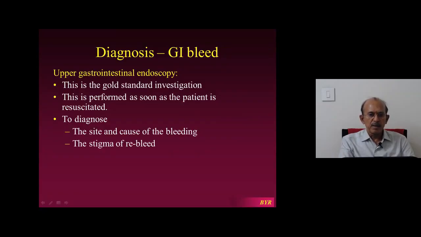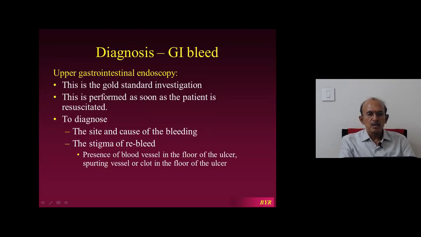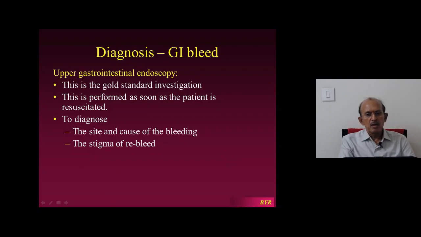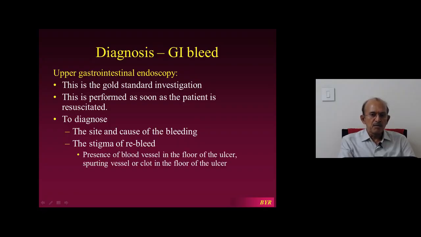and the stigma of rebleed. The meaning of that I will tell you in the next slide. So once you do endoscopy, you will find, for example, peptic ulcer. The peptic ulcer is bleeding. So don't stop there. You closely focus on the ulcer and look for these things. Presence of a blood vessel in the floor of the ulcer.